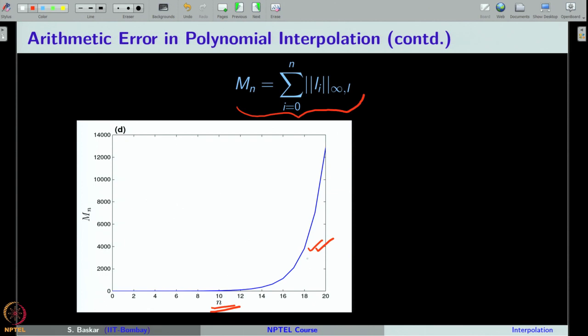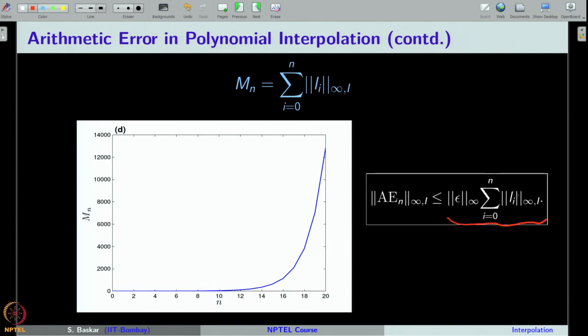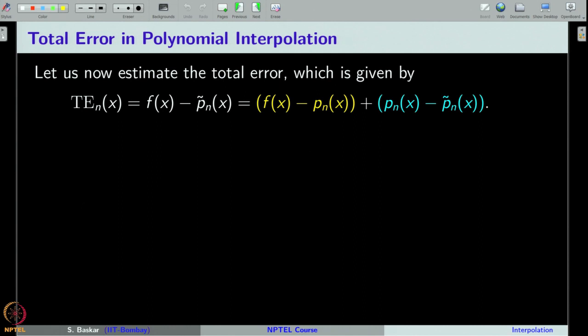So, that is actually bad news, that you have the possibility that the arithmetic error can grow exponentially, that is what we are seeing from this upper bound. You see, this is what is sitting here, and that is growing exponentially. Again, that gives us a possibility that arithmetic error may also grow drastically as you go on increasing n. Well, with this note, we will also see how the total error behaves.